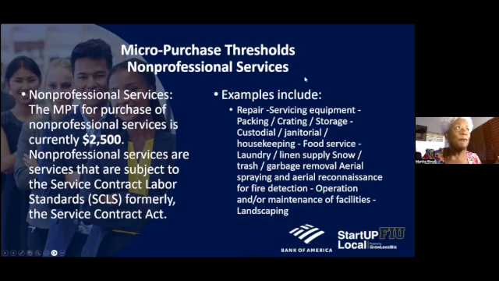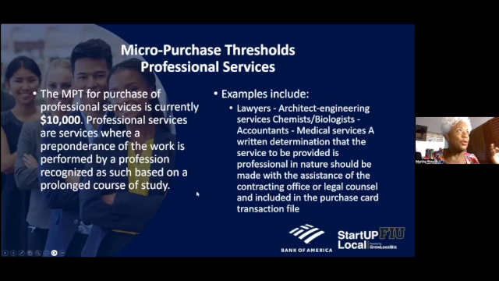So examples of non-professional services would be repair, servicing of your equipment, storage, custodial, janitorial, housekeeping is big on that, food service, your laundry, folks that are providing linen, trash or garbage removal. The drone thing is really big right now with the government. All this falls under your non-professional services. And when I go to professional, I can explain to you the difference.